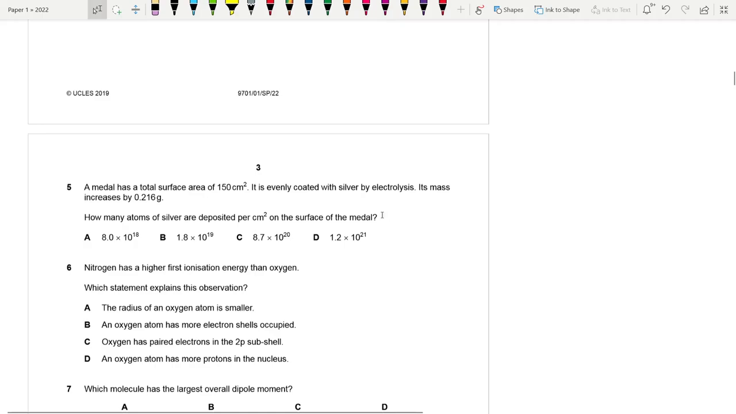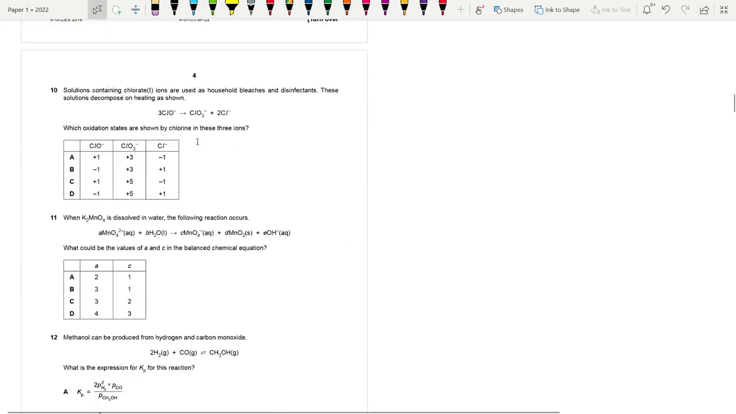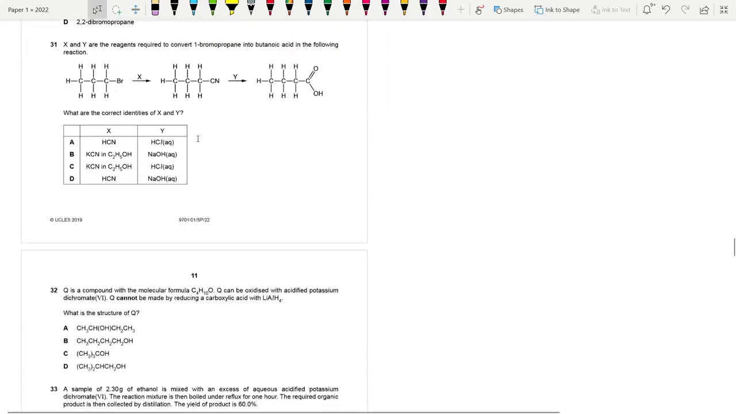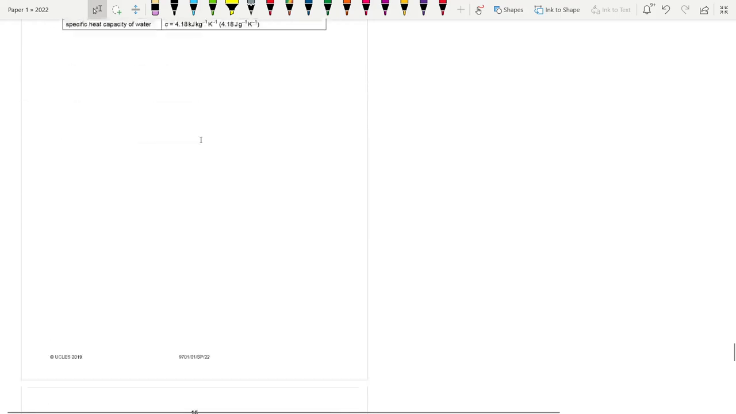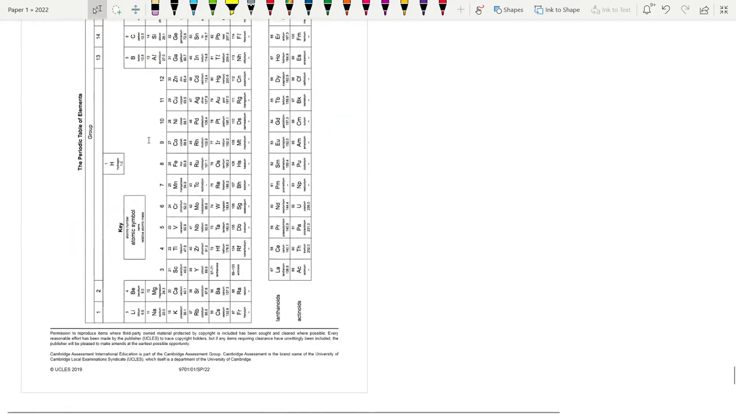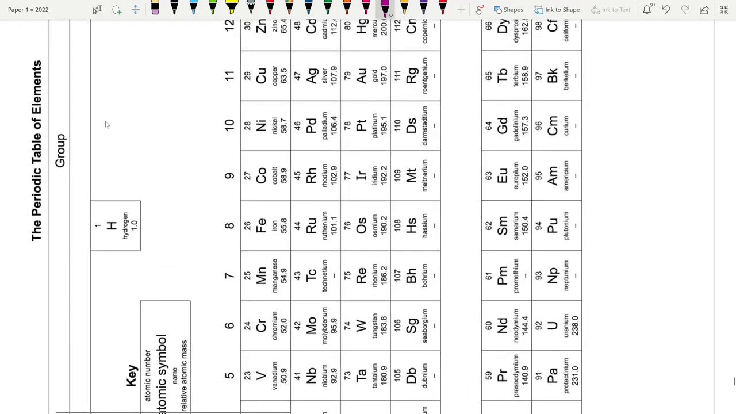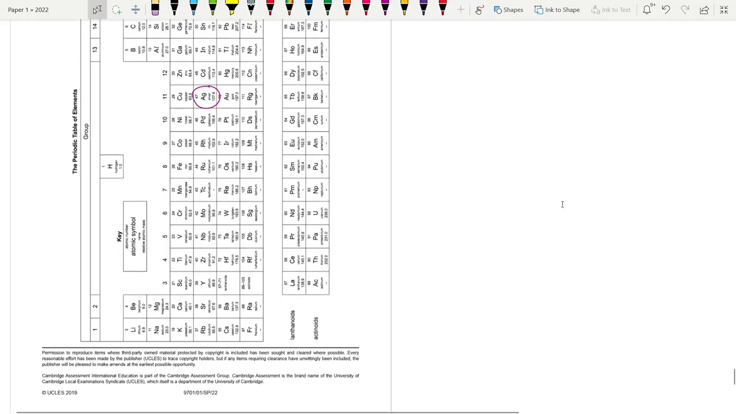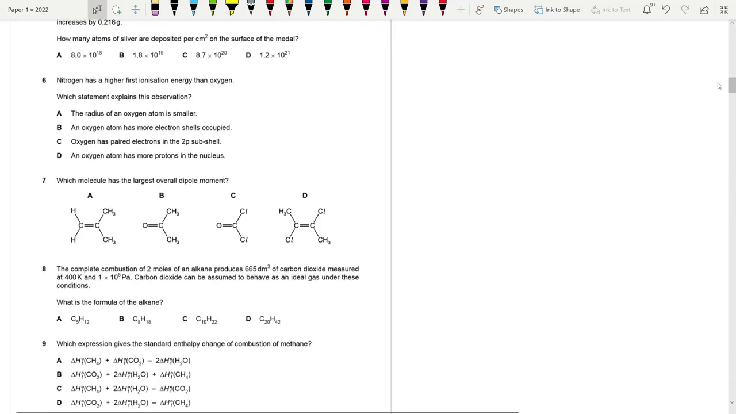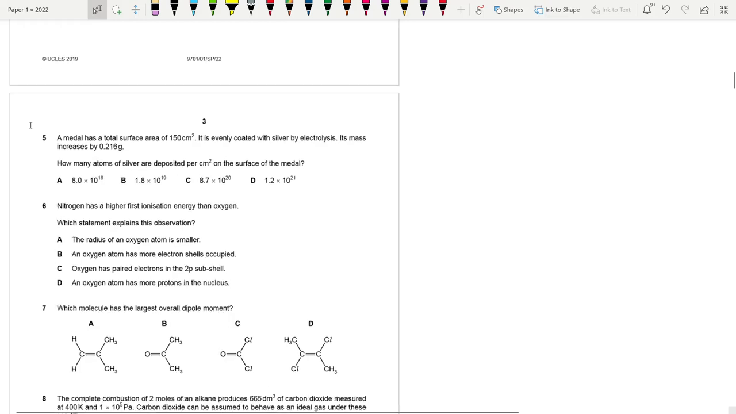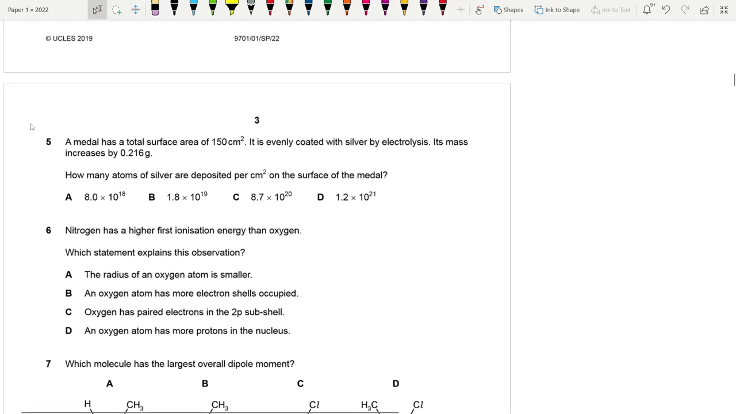Okay, so to do this, by the way, you won't be given the data booklet anymore, but you will be given information you require. So for example, we're looking at silver, right? It has a mass of 107.9. Understood? So 0.216 by 107.9. That's the moles of silver actually. That's 0.216 divided by 107.9.